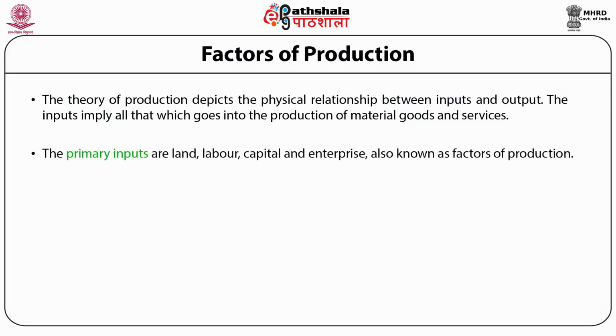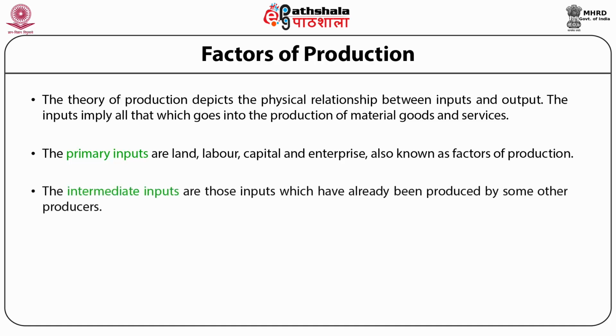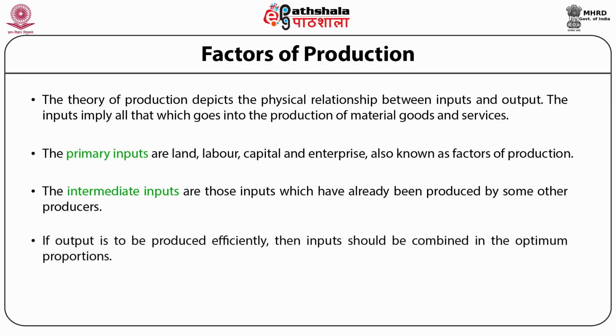The primary inputs are land, labor, capital and enterprise, also known as factors of production. The intermediate inputs are those inputs which have already been produced by some other producers. Different amounts and combinations of inputs will lead to different levels of output. If output is to be produced efficiently, then inputs should be combined in the optimum proportion. This combination is known as technique of production.